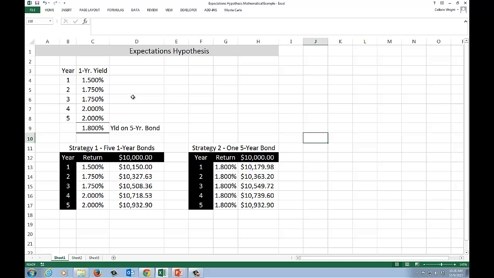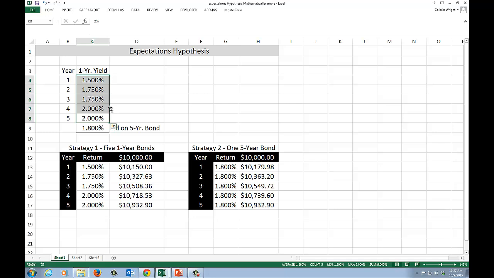Imagine that investors believe over the next 5 years, this will be the yield to maturity on a 1-year treasury. So this year we think the yield will be 1.5, next year we think 1.75, then we think it will hold at that for another year, then it will bump up to 2% for 2 more years. The expectations hypothesis says, if that's what investors believe about the yield to maturity on 1-year treasury bonds, then right now, the yield on a 5-year treasury bond should be the geometric average of those 5 years worth of expectations about the 1-year treasury.